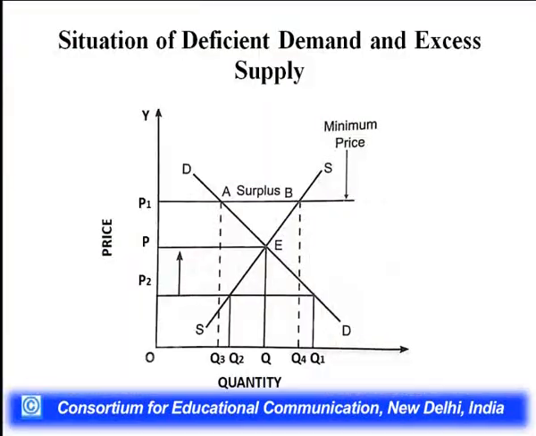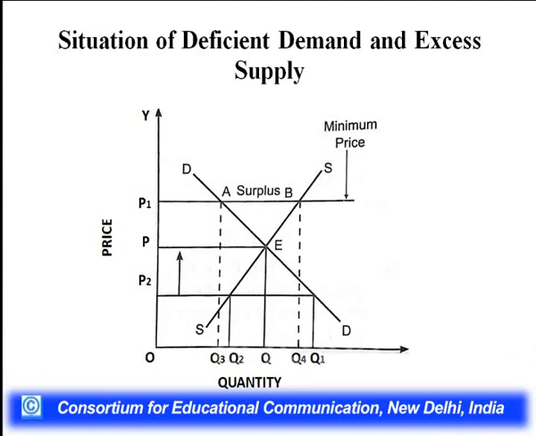Since the price of the commodity is higher than the equilibrium price, a surplus situation would arise, because at this price the quantity demanded would be less and the quantity supplied would be more. So, in this diagram, the surplus that has been generated as a result of the fixation of the floor price or minimum support price is the gap shown by AB, A on the demand curve and B on the supply curve, as visible in this diagram.